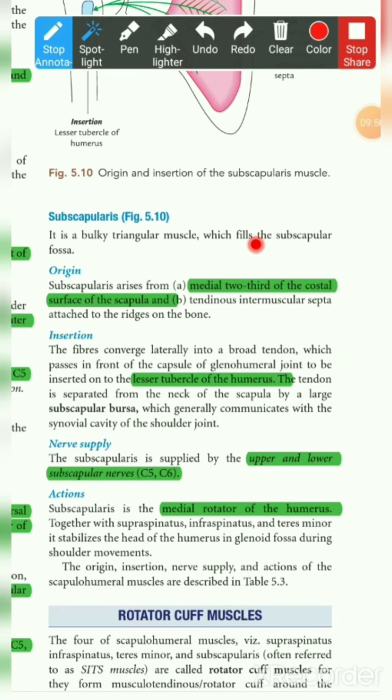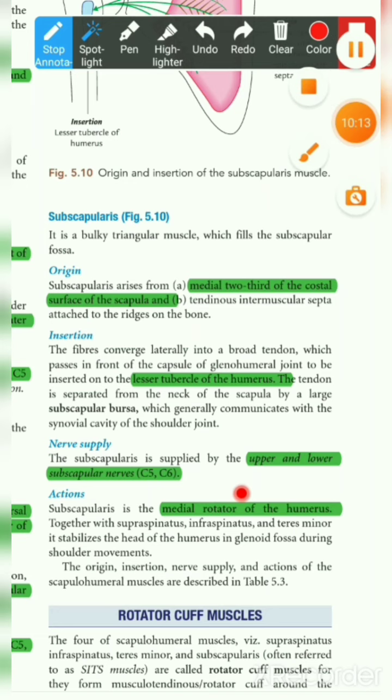Then come to the next muscle, subscapularis. It originates from the medial two-third of the costal surface of the scapula, that means anterior surface of the scapula, and it is inserted in the lesser tubercle of the humerus. Nerve supply is the upper and lower subscapular nerve, root value is C5, C6, and action is the medial rotation of the humerus or arm.